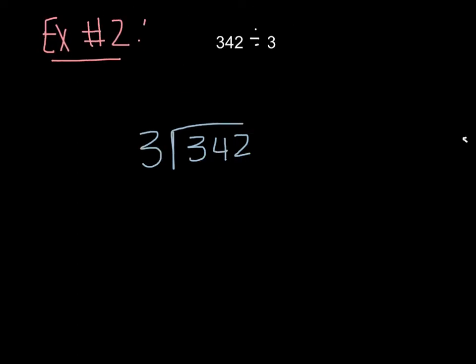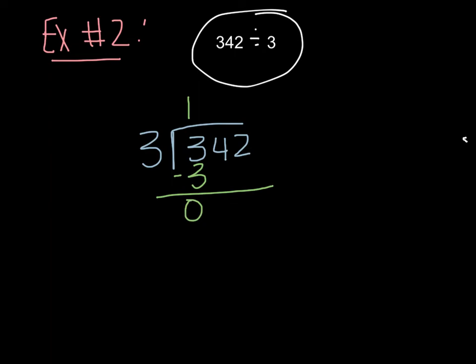Example number 2, we have 340 divided by 3. So we do 3 divided by 3, and that can go in 1 time. So we put it right above the digit that it goes into, which is 3. 3 times 1 is 3. When we subtract, we get 0. Bring down the 4. How many times does 3 go into 4? Goes in 1 time. 1 times 3 is 3. We have 1 left over.